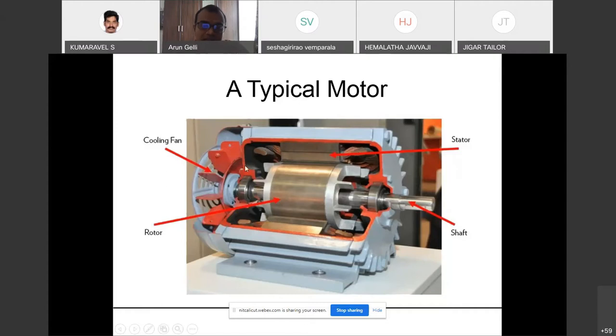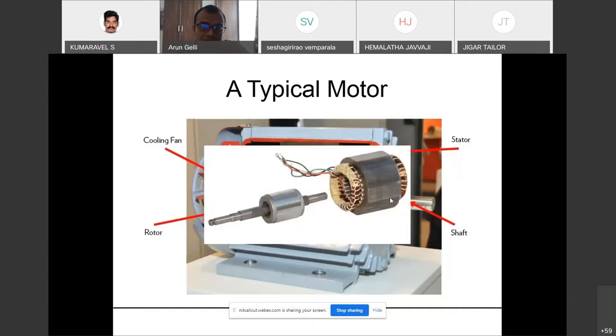Apart from these major components, another significant component is the cooling system. It could be a fan, or a liquid cooling system with a heat exchanger. It doesn't matter. There could be a cooling fan for other components, which is primarily important to remove the heat from this motor. So these are the various components within the motor, as you can see here.